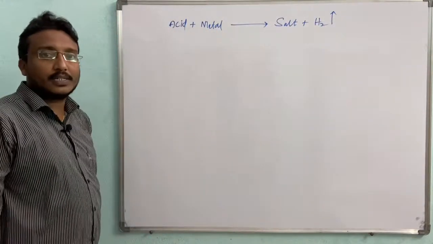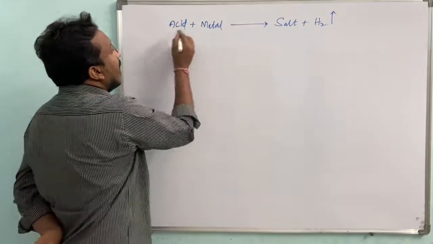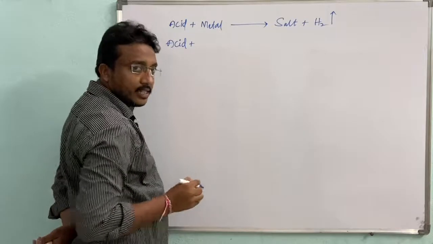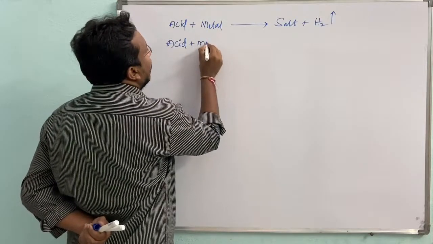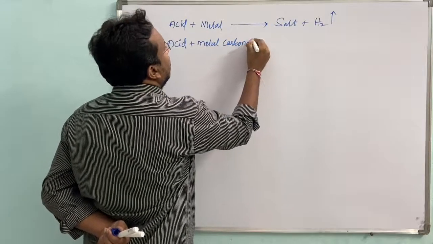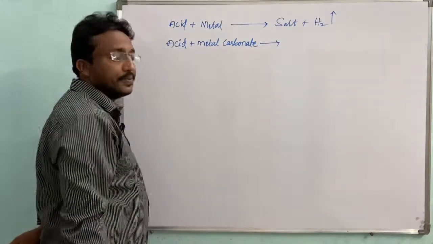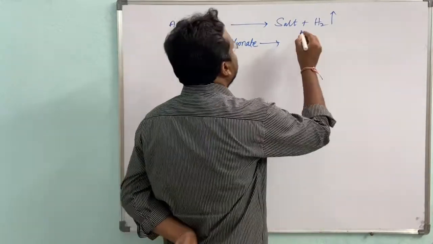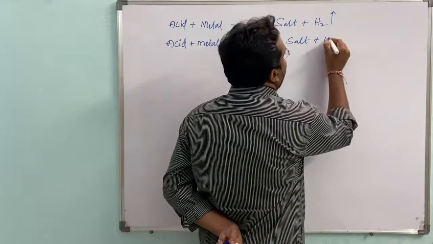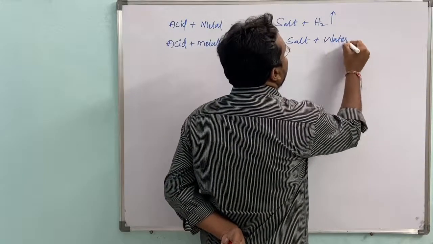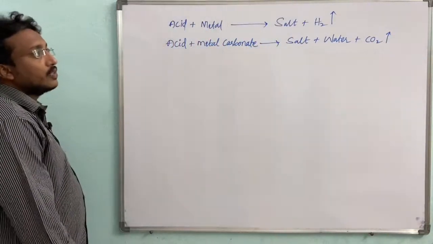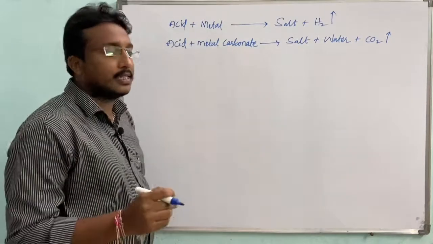Okay, hydrogen gas. And one more reaction we discussed is that when acid reacts with metal carbonates, it gives salt, water and carbon dioxide. Okay, salt, water and carbon dioxide.